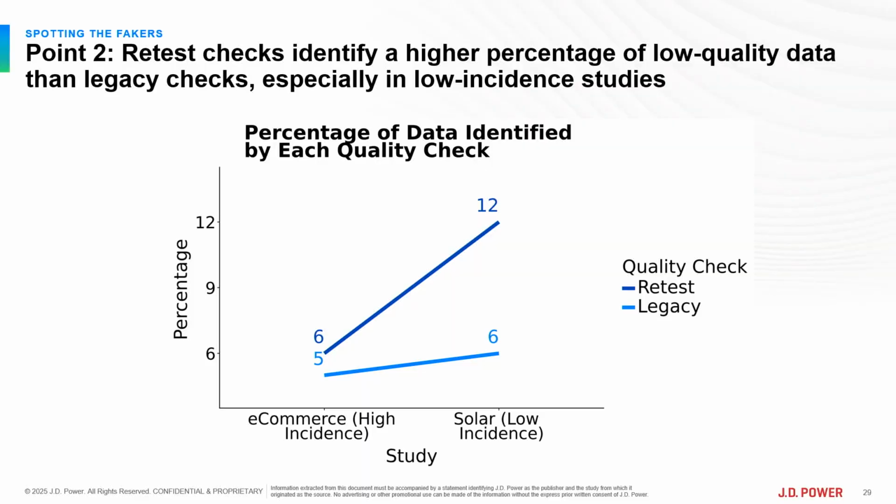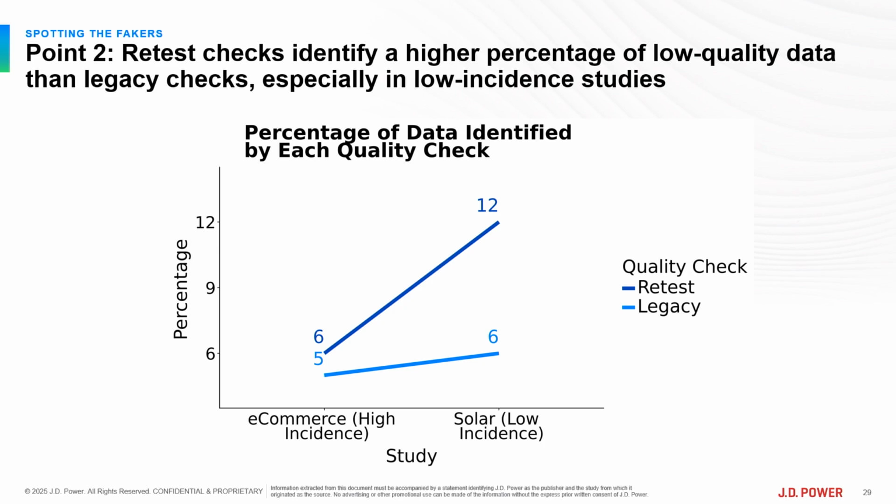The next thing you're probably all wondering, and I've been showing it in the slides, but I haven't spoken to it explicitly, is the percentage of low quality data that's being identified. Let's just show it in a plot here. There's basically 2 points. With the dark blue, those are the percentage of data identified by retest checks, and the light blue is legacy checks. Right off the bat, you can see the retest checks are identifying a higher percentage of low quality data.